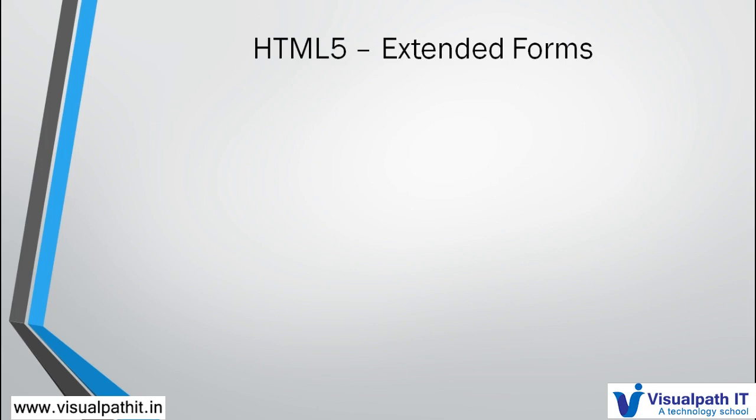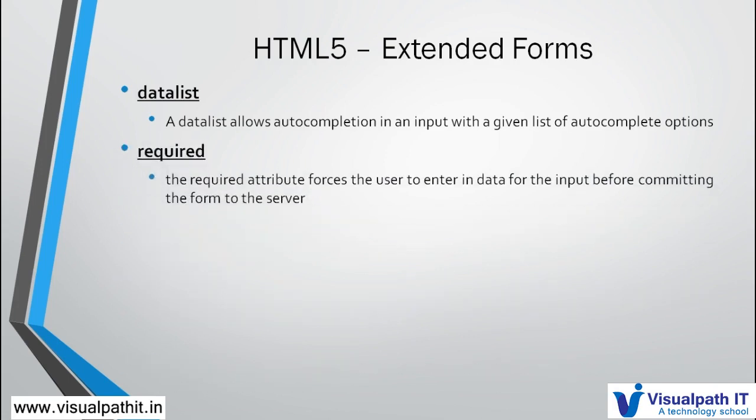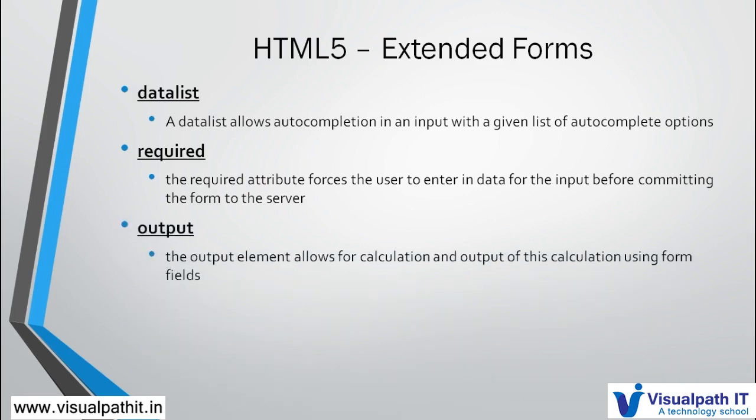The HTML5 extended forms are like datalist, which is used to allow auto-completion in any input with a given list of autocomplete options. And next is required. The required attribute forces the user to enter in data for the input before committing the form to the server. Next, we see the output. The output element allows for calculation and output of the calculation using form fields.